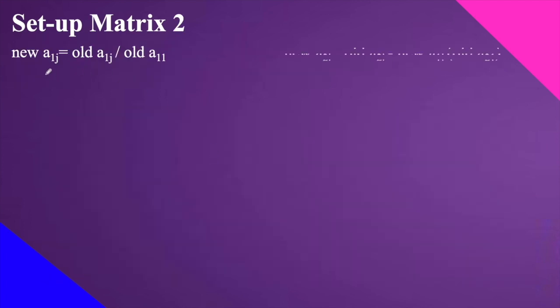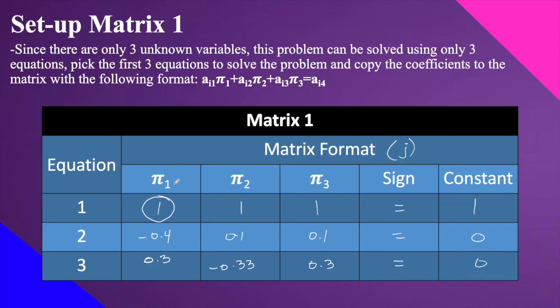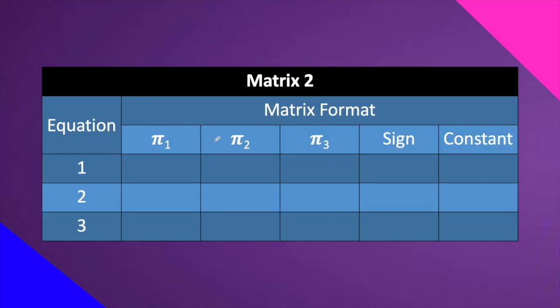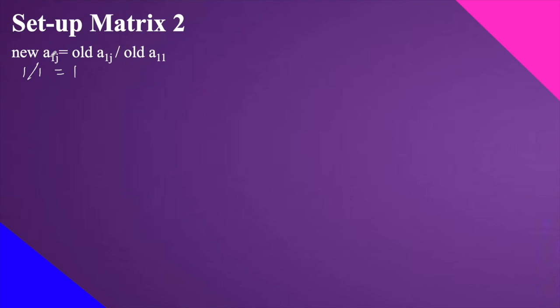So, that is 1. Lagay natin dito. That is 1 divided by the old A sub 1,1. 1 and 1, ito pa rin yun. So, gagawin natin 1 divided by 1. This is equivalent to 1. Okay? New A sub 1j. We have here the blank matrix number 2. Saan natin siya ilalagay? Bago daw, sa bago.